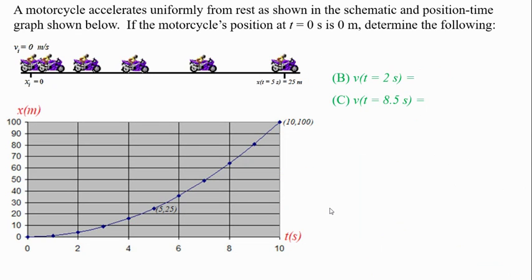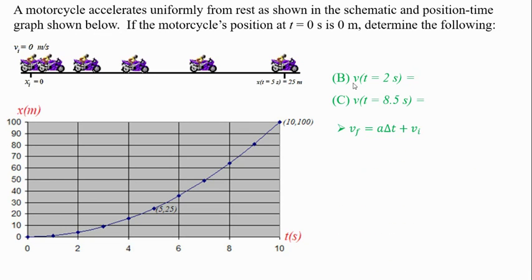All right, let's do part B and C. Part B asks us to find the instantaneous velocity at 2 seconds. Part C asks us to find the instantaneous velocity at 8.5 seconds. These two parts are pretty straightforward. A v of t is just vf in our kinematics equation.